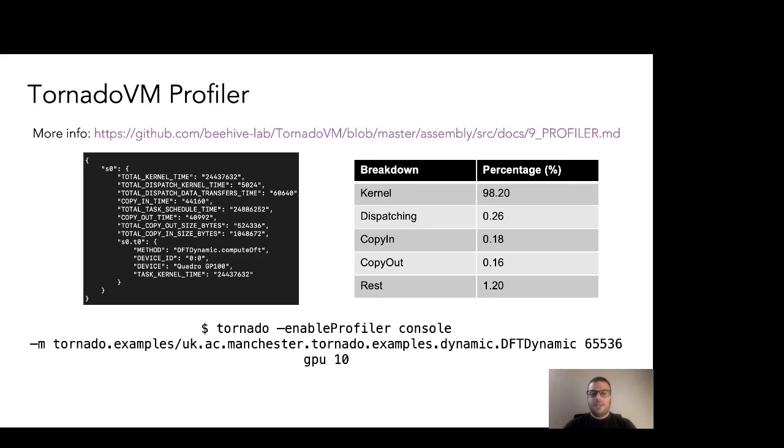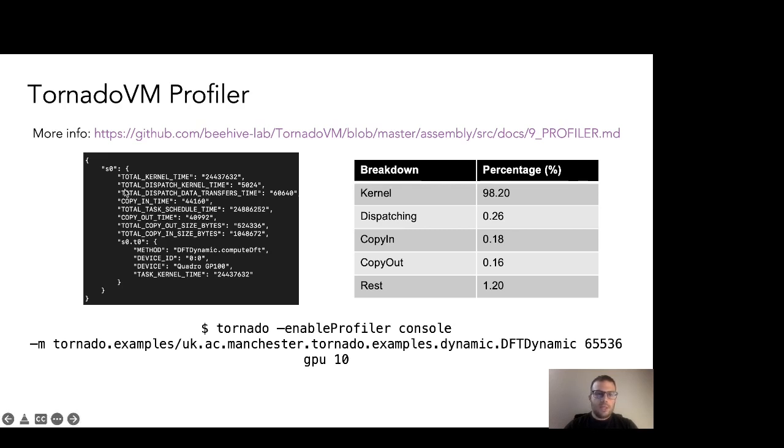Now, once we have run on the hardware, TornadoVM exposes a tool, the profiler, which enables users and programmers to understand better the behavior of their code. Now, this tool can be enabled by using this flag, the enable profiler, which is accompanied by an option. In this case, I use console, which will display the actual profiling information in the console, but the silent mode could also be used, which would write a file in a JSON format.